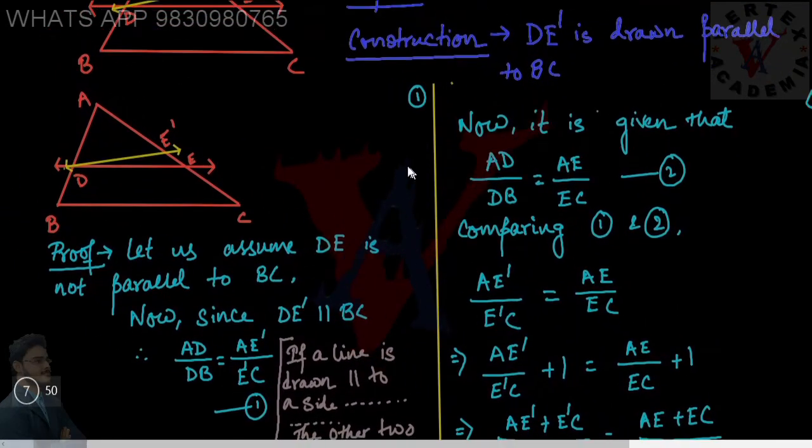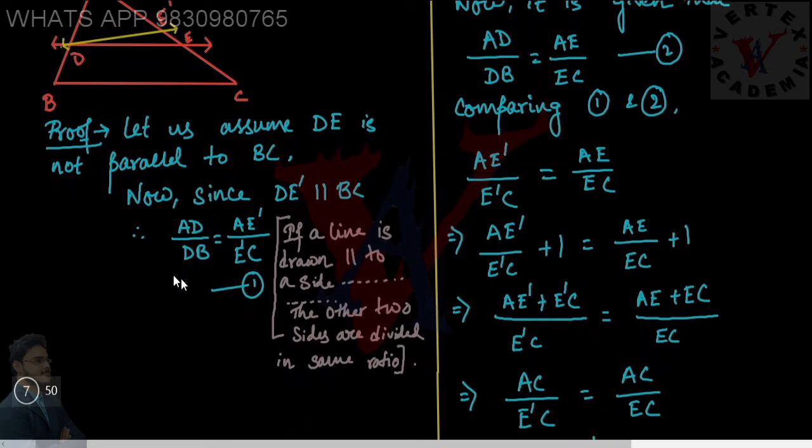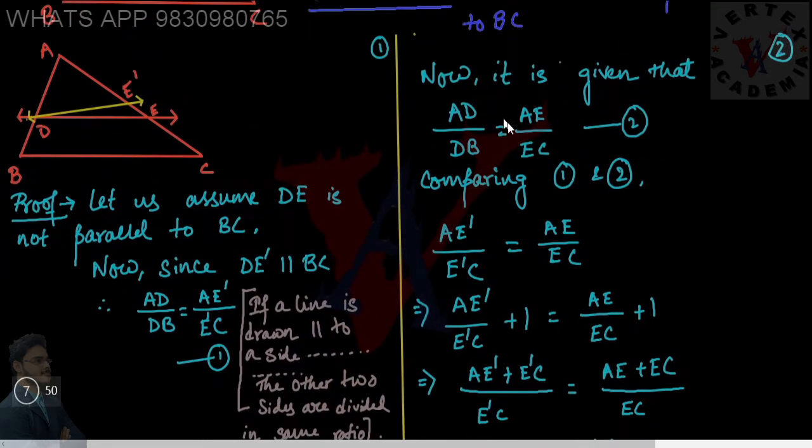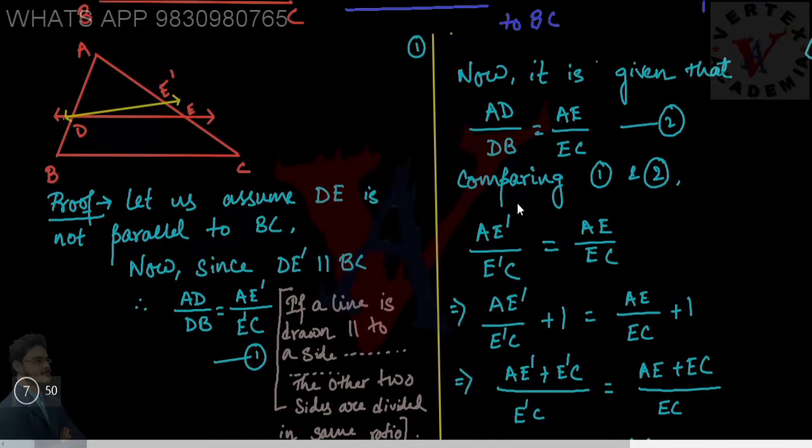Now again it is given that the line DE divides AB and AC proportionally. So AD by DB equals AE by EC. This is given. Now comparing 1 and 2, we have just found a result, and this is the given result. If we compare these two results, we get AE dash by E dash C equals AE by EC.